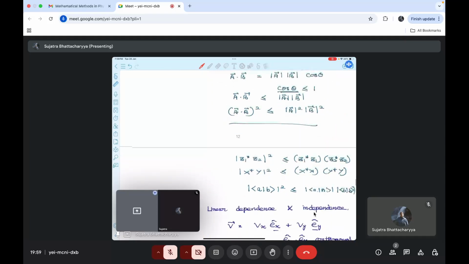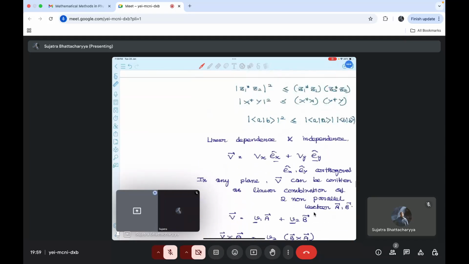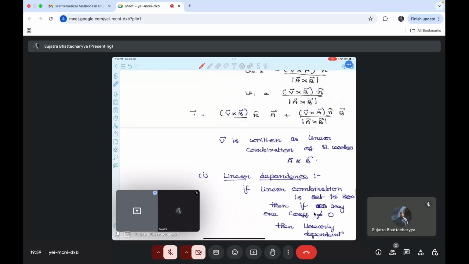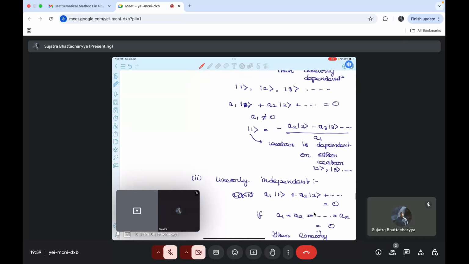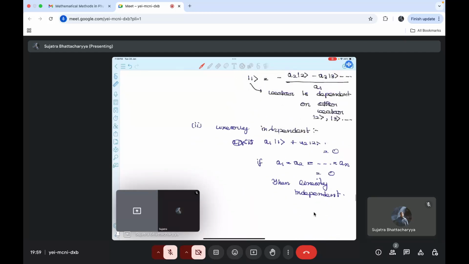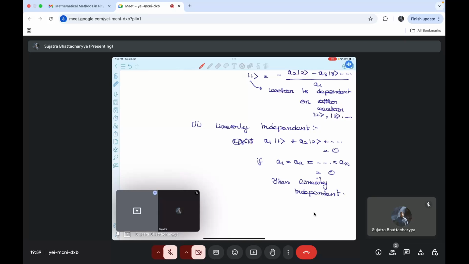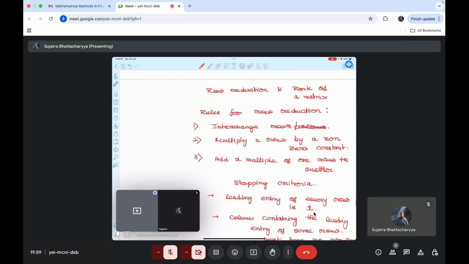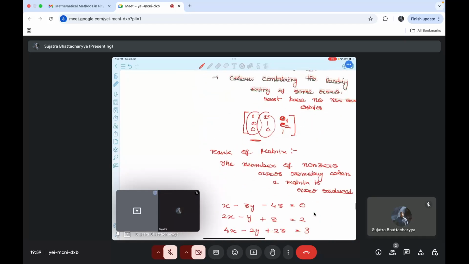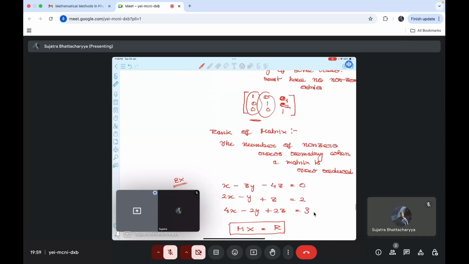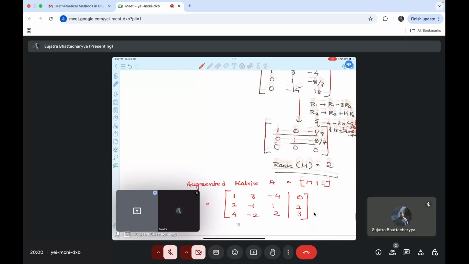Then the Cauchy-Schwarz inequality, which I have just written down, and then linear dependence and independence. Dependence means that if the linear combination is set to zero, one of the coefficients can be non-zero. For linearly independent vectors, all coefficients should be zero when the linear combination is set to zero. Then we have seen the row reduction technique and the rank of a matrix. At the last step of the row reduction, where you stop, you see how many rows of this particular matrix are non-zero. That is the rank of the matrix, and we have solved it in the question.